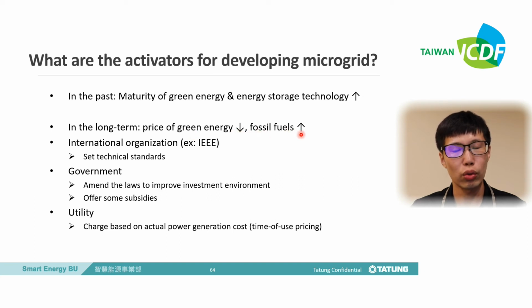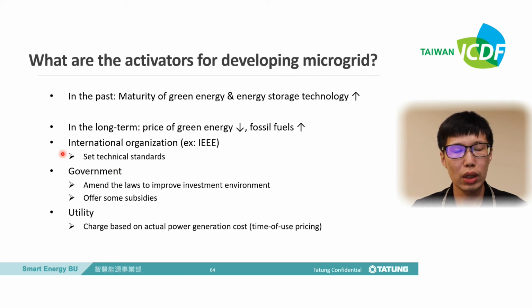In the future, the price of green energy will keep decreasing, and the price of fossil fuel will increase, because fossil fuel is exhausting now, and many people predict that fossil fuel will be empty in maybe 2050. So in the long term, they are the activators for developing microgrids.